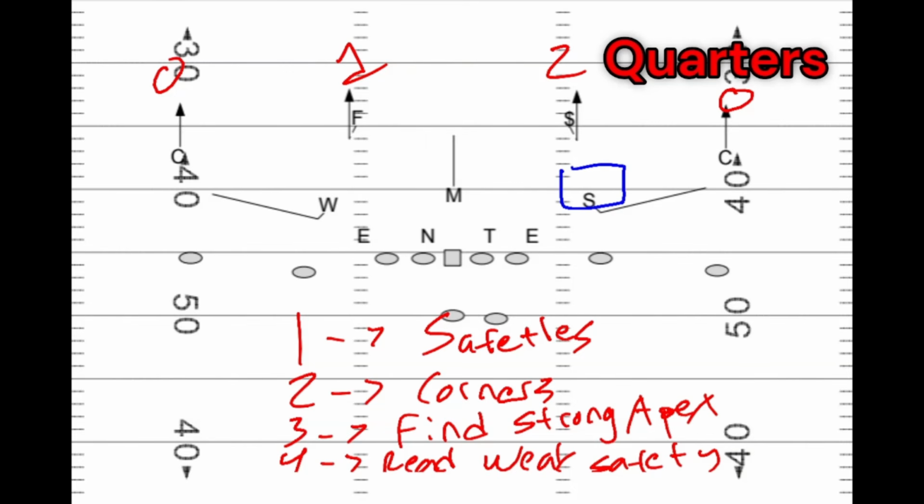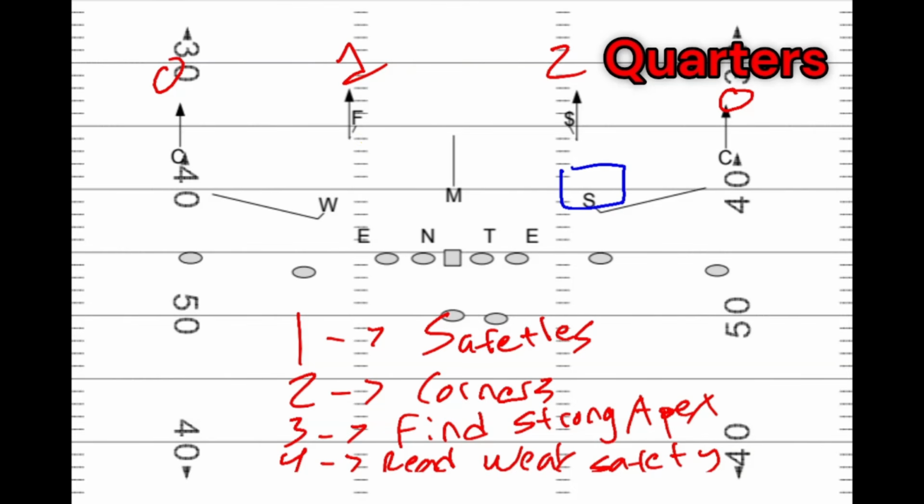Well, most coverage rotation that you're going to see is going to come from the weak safety. Think about if we're running cover 3 buzz. It'll look something like this. Same thing if we're running cover 1 robber, right? A lot of rotation happens away from the nickel. So that's why I like to read the backside safety.